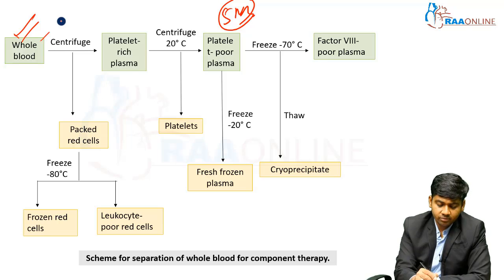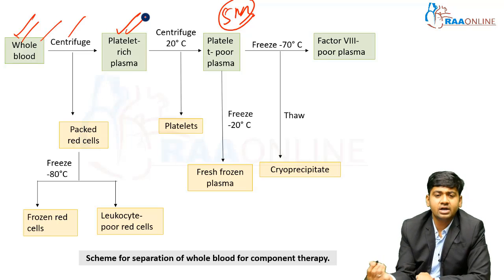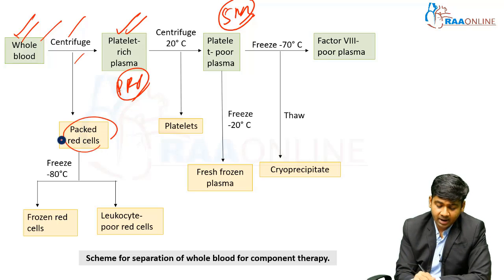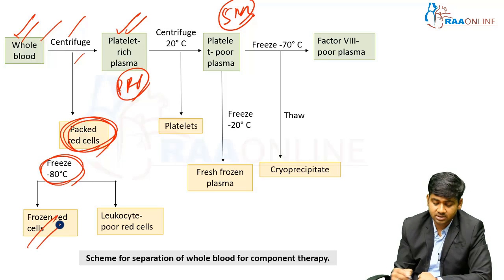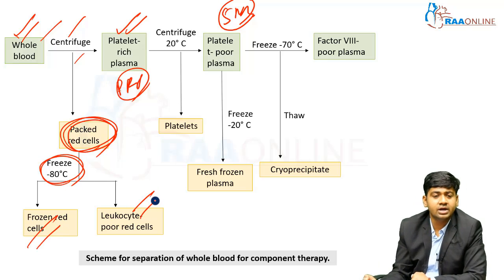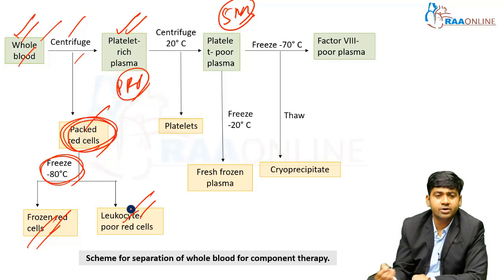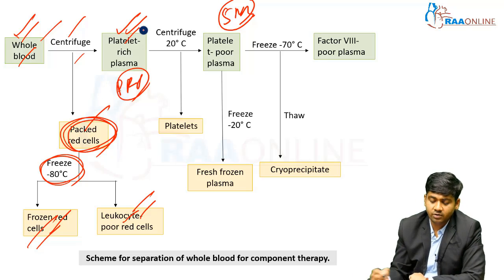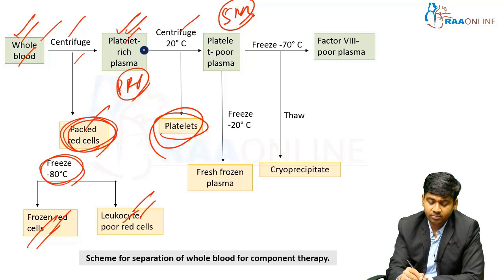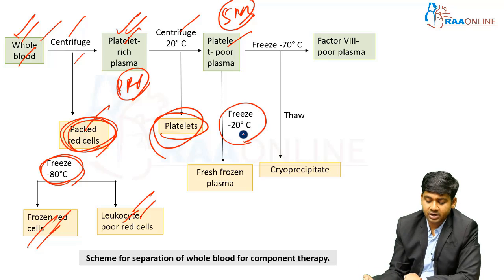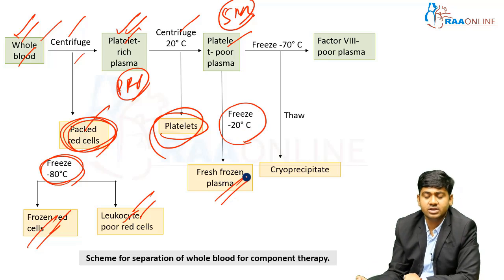When whole blood is centrifuged, we get platelet rich plasma, called PRP. Out of this we can get packed cells, and if we freeze at minus 80 degrees Celsius, we get frozen red cells, and also we can get leukocyte reduced red cells. So: whole blood, packed cells, frozen cells, leukocyte reduced red cells, platelet rich plasma. When we centrifuge again at 20 degrees Celsius, we get the platelets. So the platelet rich plasma will convert into platelet poor plasma. Again, when we freeze at minus 20 degrees Celsius, we get FFP, known as fresh frozen plasma.